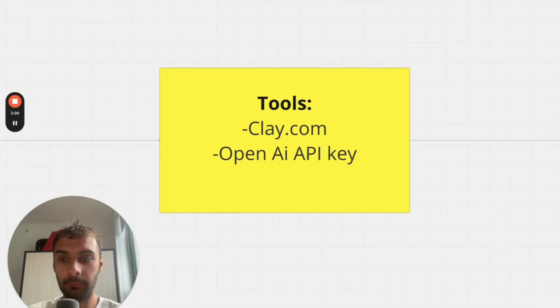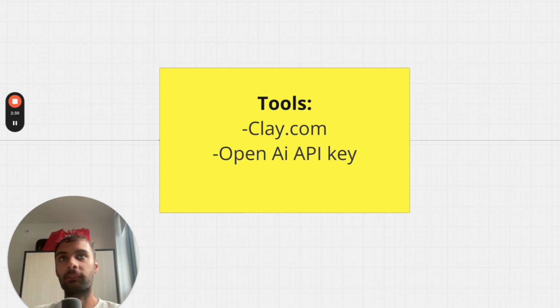The tools you're going to need are clay.com and an OpenAI API key. Clay.com, if you don't know, is like Google Sheets or Excel of pretty much all your favorite sales tools. So think of Salesforce, think of Apollo, think of HubSpot, all those integrations. Any and every sales platform that you can think of, Clay probably has an integration with, and it's like a Google Sheets, Microsoft Excel spreadsheet of it all.